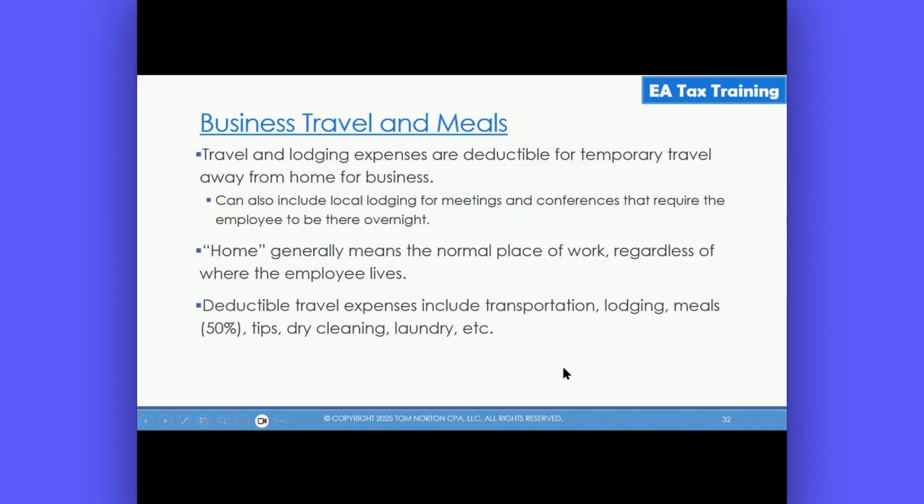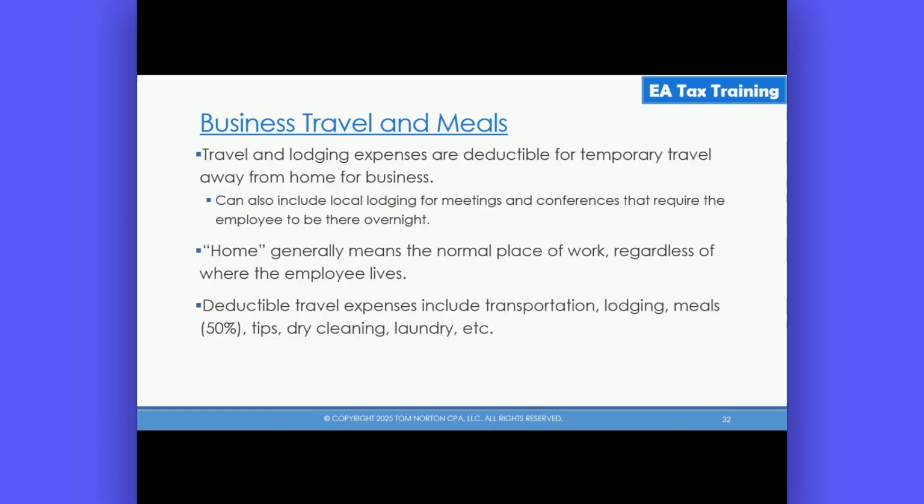Travel and lodging expenses are deductible for temporary travel away from home for business. So it has to be temporary and it has to be away from home. Now, this can also include local lodging for meetings and conferences that require the employee to be there overnight.